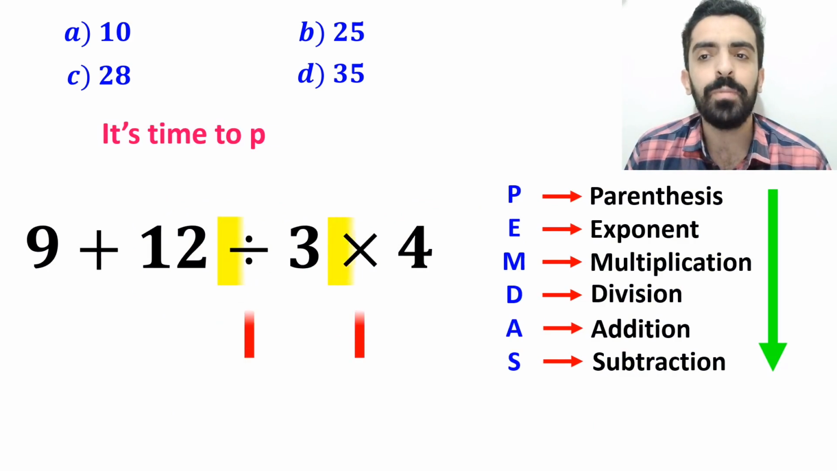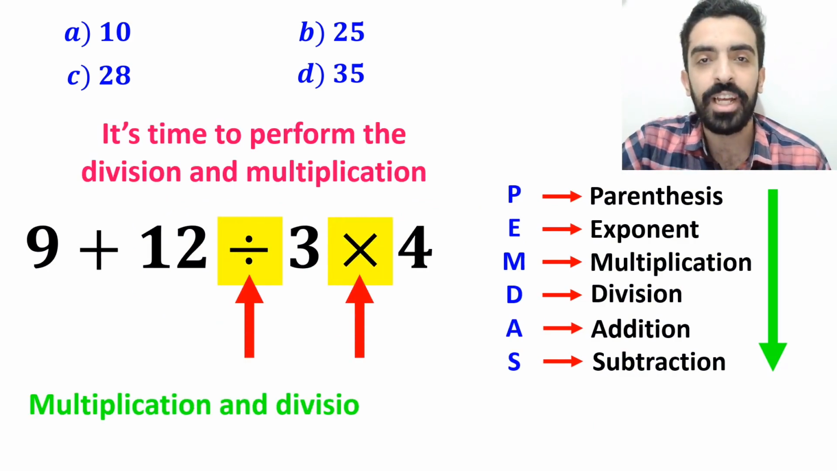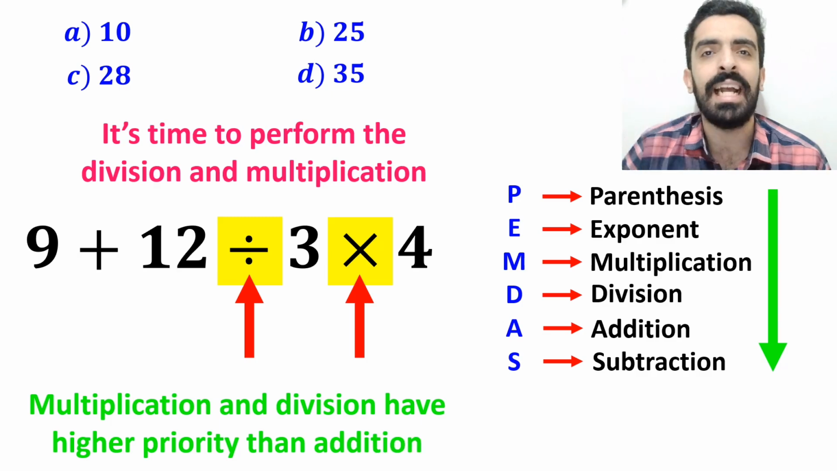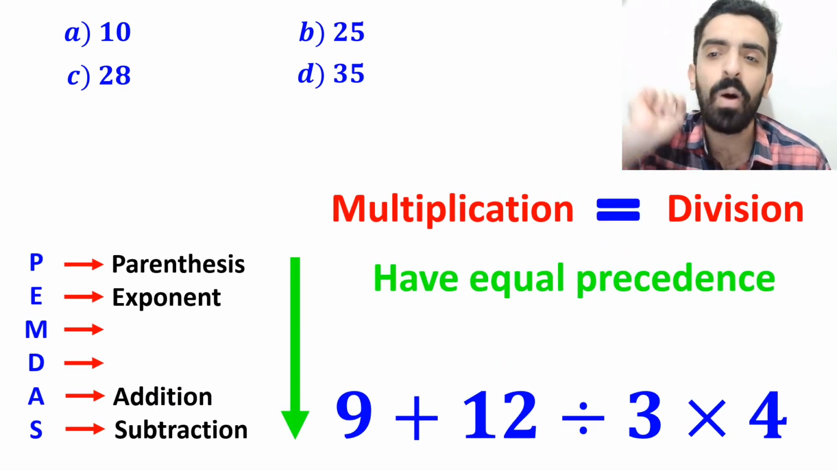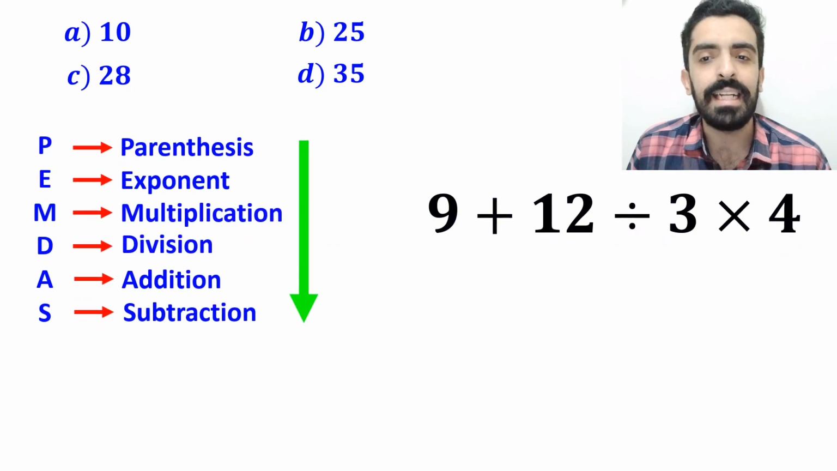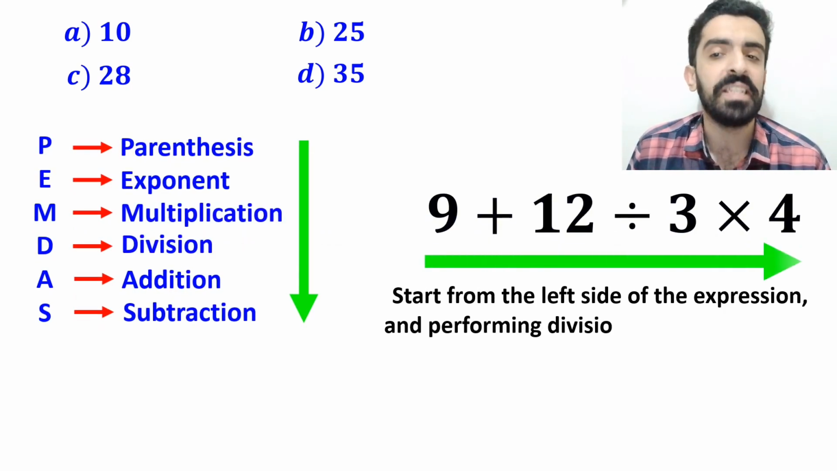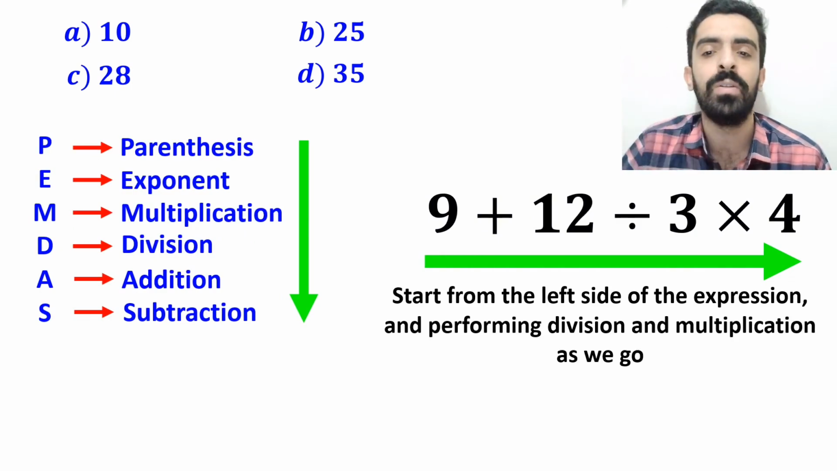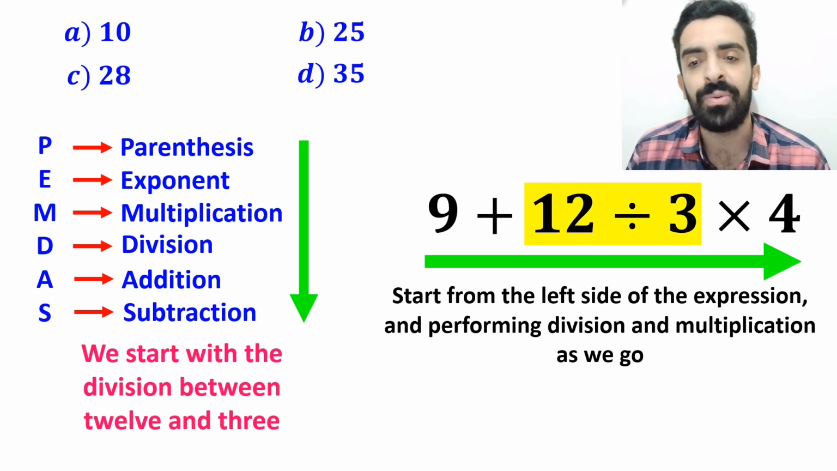Alright, now it's time to perform the division and multiplication, because multiplication and division have higher priority than addition. However, we must pay close attention that multiplication and division have equal precedence. In this case, the best thing to do is to start from the left of the expression, performing division and multiplication as we go. So, we start with the division between 12 and 3.